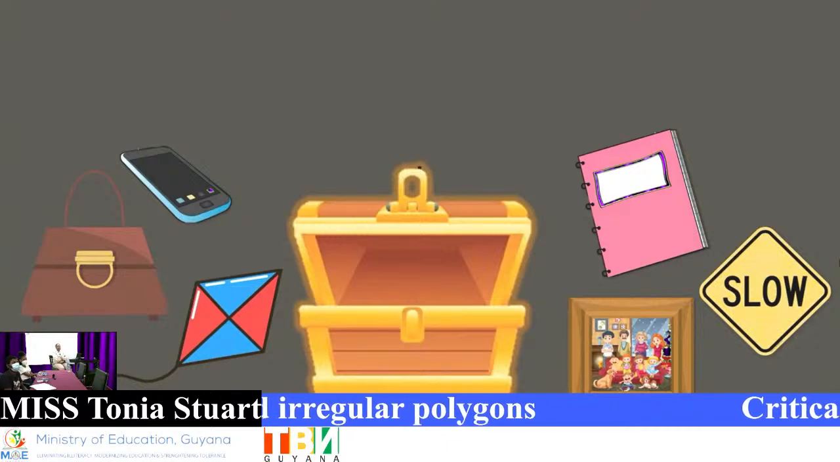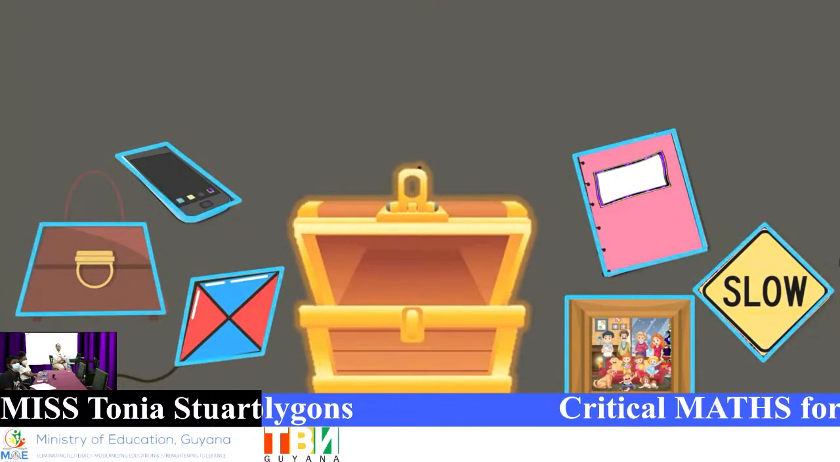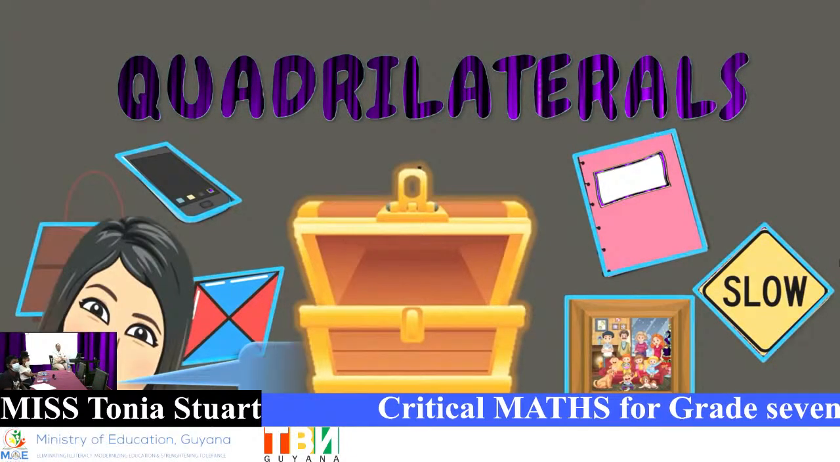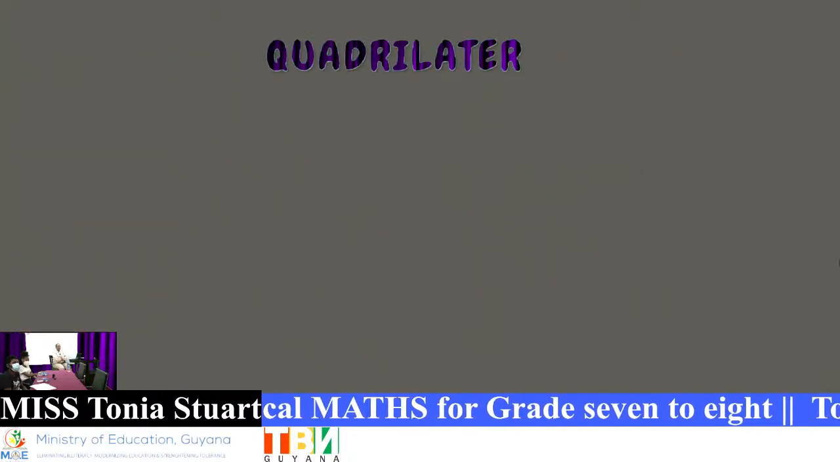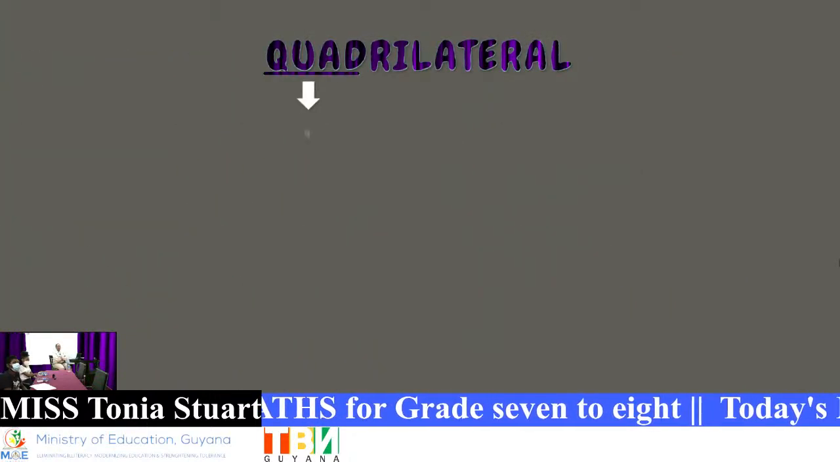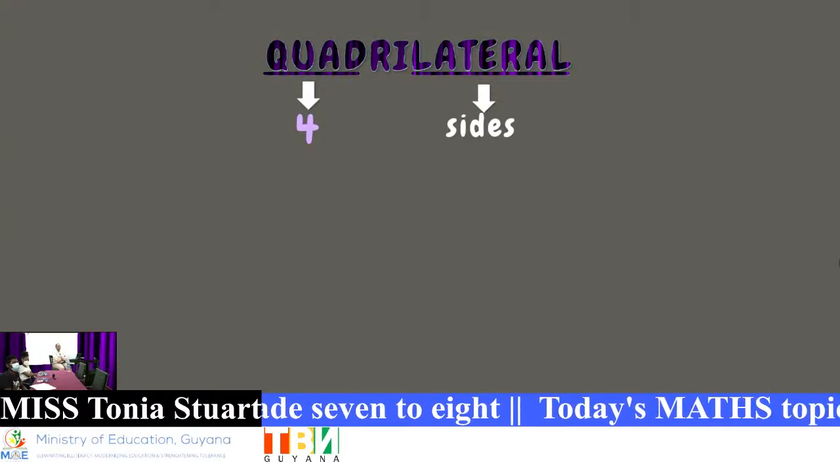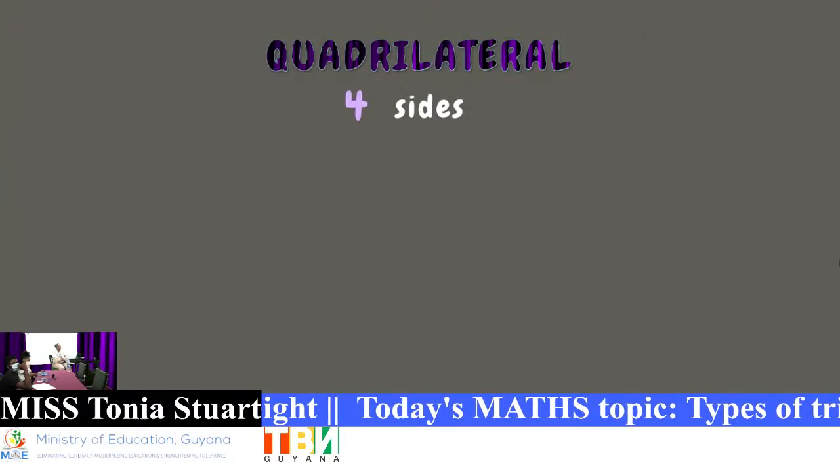We can see that these objects have 4 sides, which are examples of quadrilaterals. But wait, do you know what quadrilateral means? The term quad in quadrilateral means 4, while lateral means sides. Therefore, it means that a quadrilateral is a polygon with 4 sides.